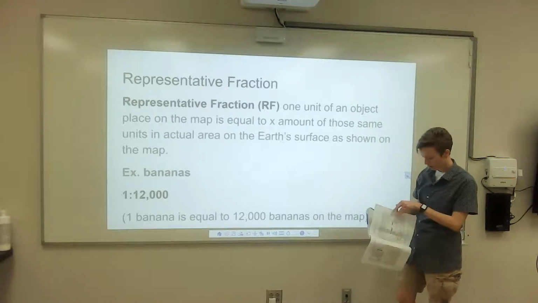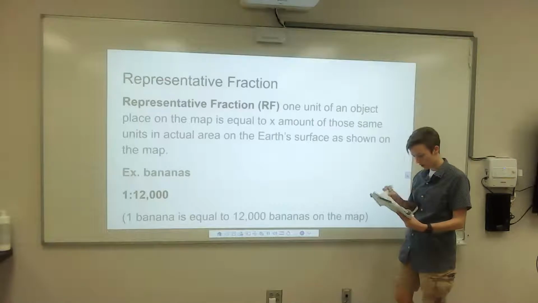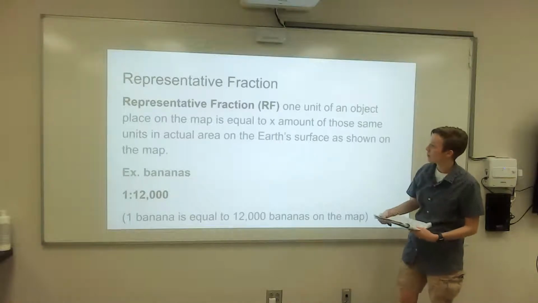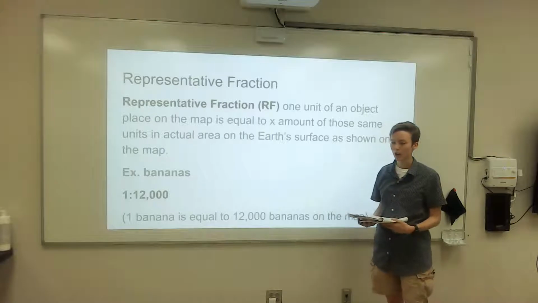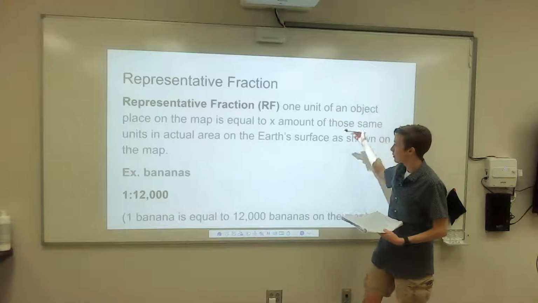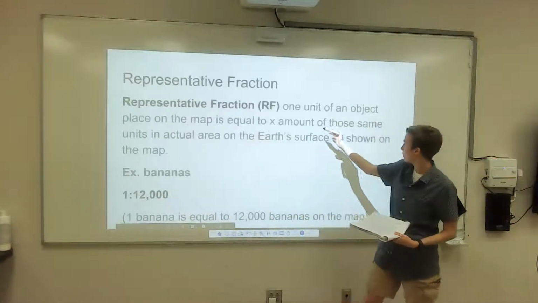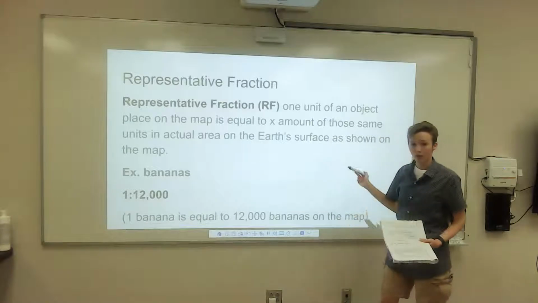So representative fraction. We skipped the page. We're now on page 7. We had just gone to page 9, but now we're back on 7. So representative fraction, also called an RF. They're used pretty interchangeably. Most geographers would just say RF though. It's 1 unit of an object placed on the map is equal to X amount of those same units in actual area of the Earth's surface as shown on the map.